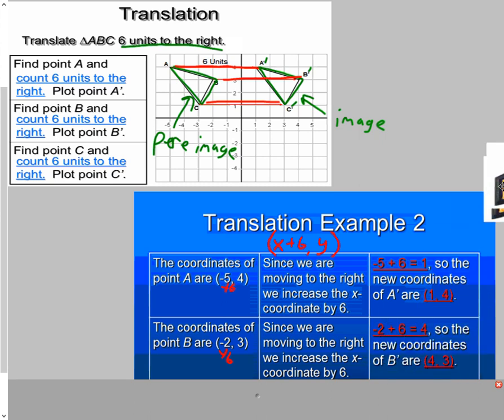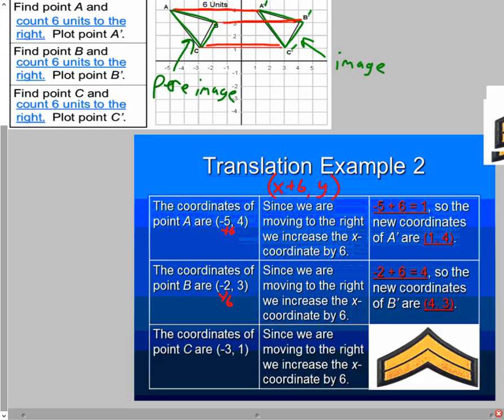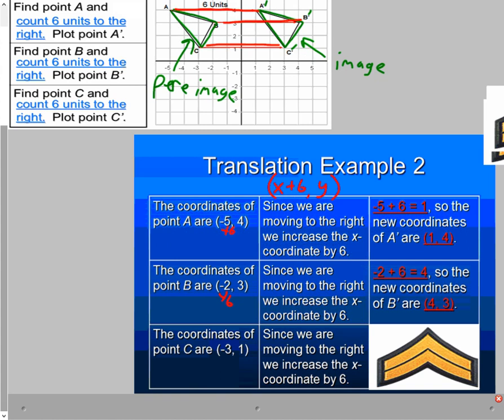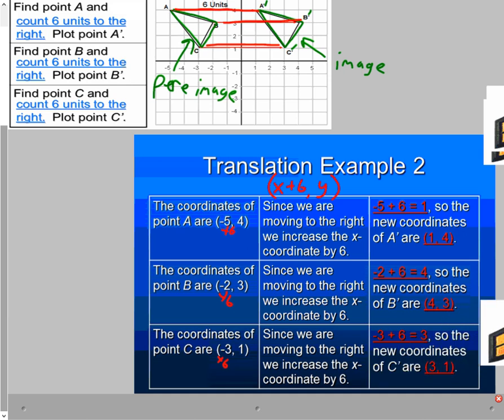So we get 4, 3. And that was where we ended up. And lastly, -3, 1. Again, if we're moving to the right, we add 6 to the x coordinate. Negative 3 plus 6 is 3, so our new coordinate is 3, 1. So moving to the right or the left only affects the x.